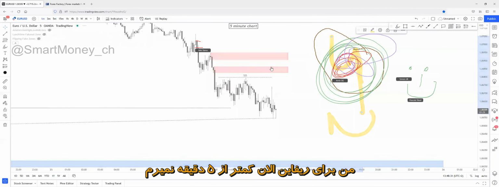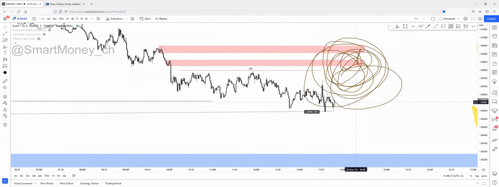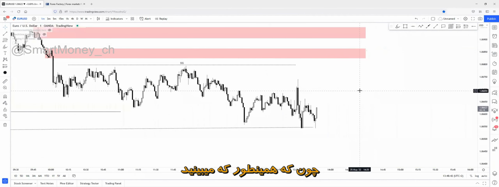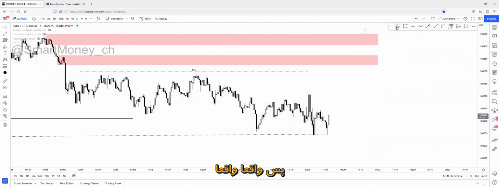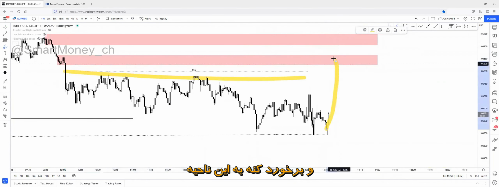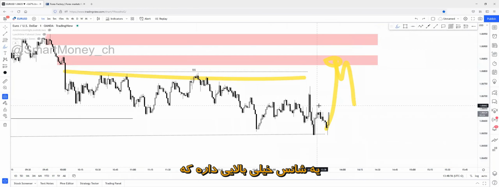I won't go below the 5-minute chart right now because, as you can see, the 1-minute chart is a huge liquidity pool. Basically, the whole 1-minute chart is a liquidity pool. So there's a really high chance that price will sweep all of this liquidity, tap this zone, and I will wait for confirmation right here and enter a trade. So it has a really high chance.